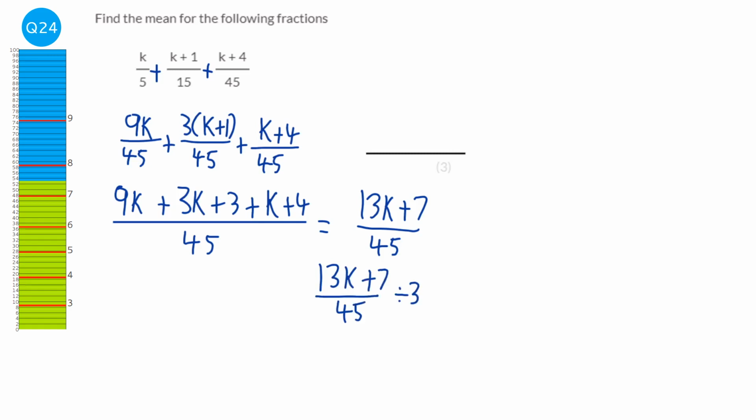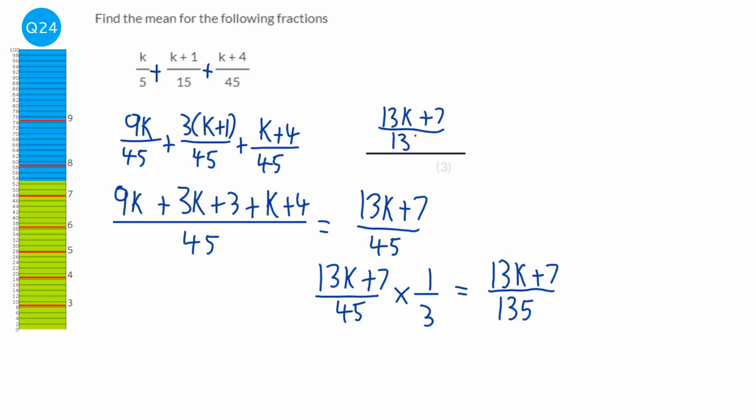But instead of writing divide by 3, we know KFC, keep, flip, change. If you have a division, you keep the first fraction, you change the divide into a times, and you flip the second fraction. So a different and easier way of writing that is times 1/3. So here we just keep the numerator the same because we're timesing it by 1, and then the bottom we just times by the 3, which would be 135.